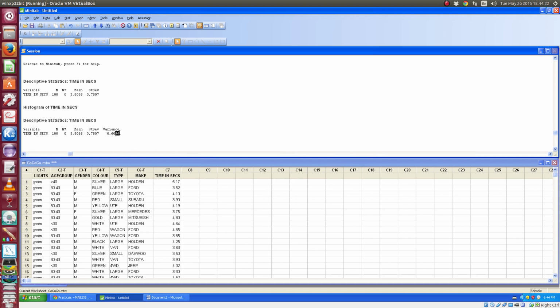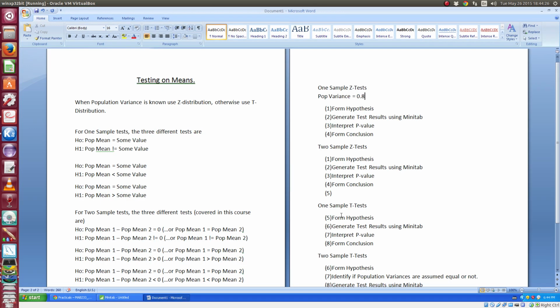But let's just say it's 0.6096. Let's just say that we know for whatever reason that the population variance is equal to 0.6. So as we know the population variance, we're going to be using a Z test. And so then in terms of how we proceed forward, we just need to follow these 4 steps.